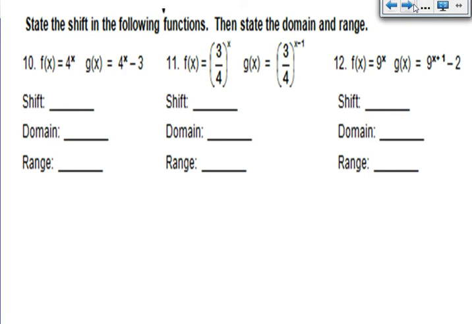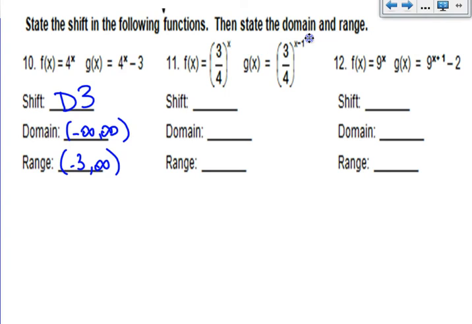Number 10. Our original graph is 4 to the x, and our new one is 4 to the x with a minus 3 off to the side. Well, subtracting 3 off to the side takes our function and shifts it down 3 units. The domain will still be negative infinity to infinity, because it always is for growth and decay, but our range, because it was shifted down 3, now starts at a negative 3 and goes up forever.